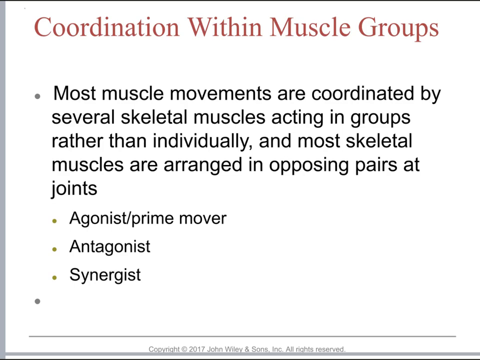Now, when we put it all together, we have to understand how muscles work together. We hinted at this in our previous lectures, and we're going to elaborate now. Most muscle movements are coordinated by several skeletal muscles acting in groups rather than individually, and most skeletal muscles are arranged in opposing pairs at joints. So, we see words like prime mover or agonist. This is the muscle or muscles primarily responsible for an action.